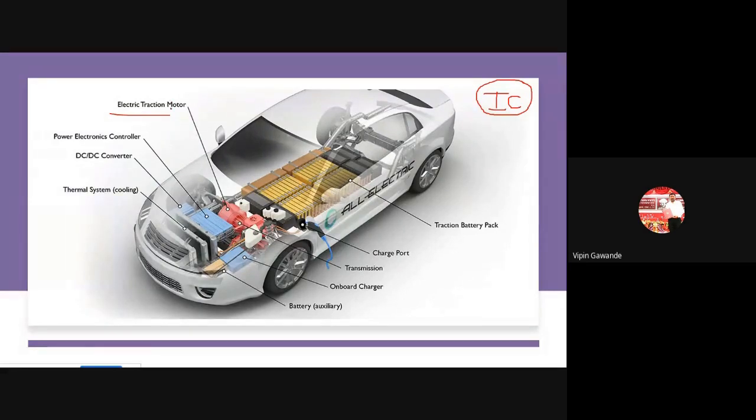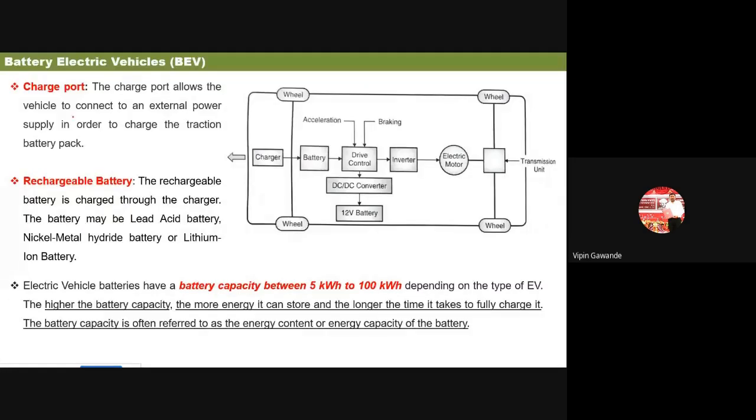And this vehicle, it runs on what? The motor. It runs only on the motor. So we'll see how this electric vehicle works. Let us see first the battery electric vehicles. We'll see this one. The diagram is taken from the book only, and now let us see what it is.